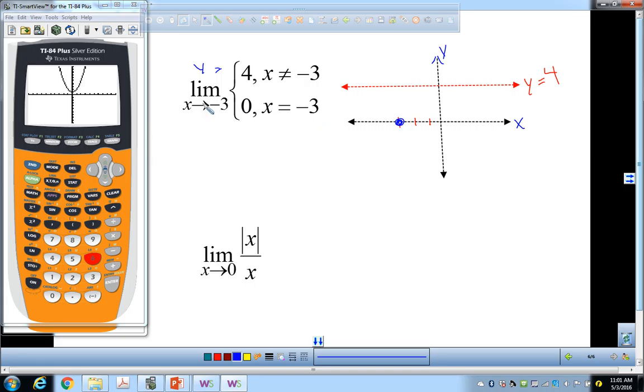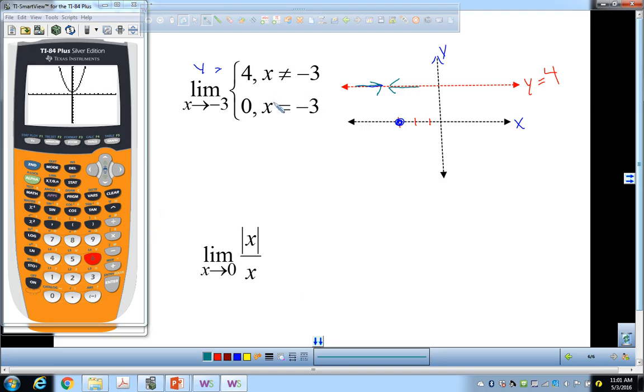So who can tell me what the value of this function is as I approach -3? From either end, what y value am I approaching? Yes, Francesco. The answer is 4. Guys, get that?